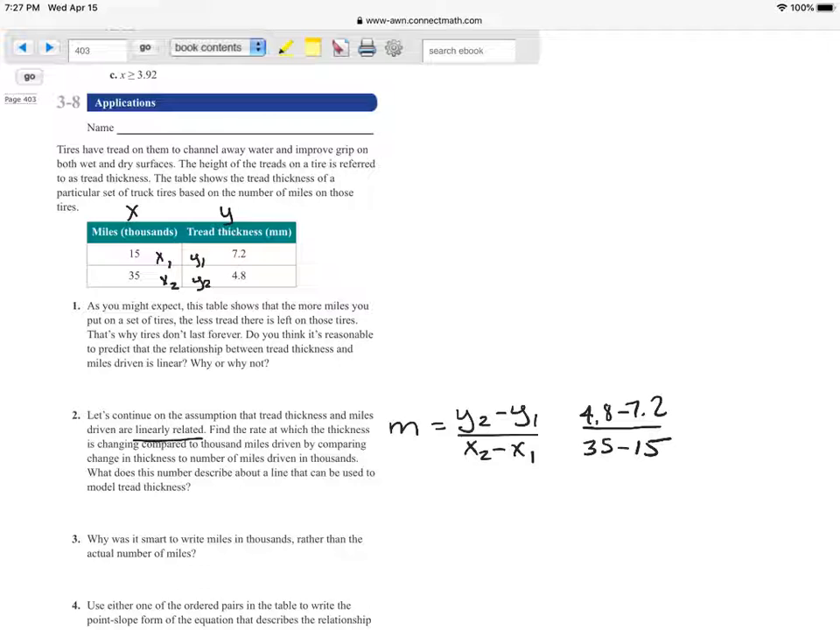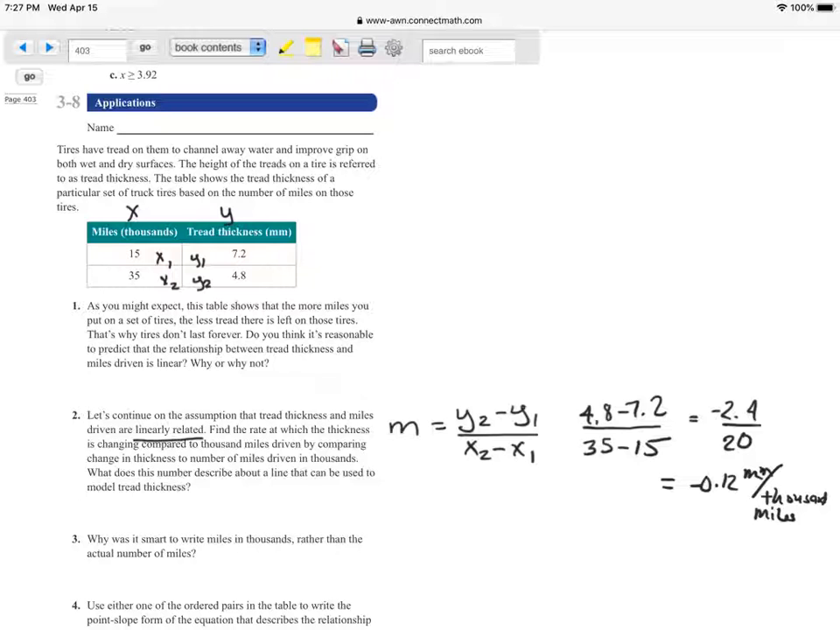Okay, so that's going to give us a negative 2.4 in the numerator and a 20 in the denominator, which will give us a negative 0.12 millimeters per 1,000 miles. I needed one more M there for my millimeters. Okay, so yeah, that is our slope of the line, isn't it?